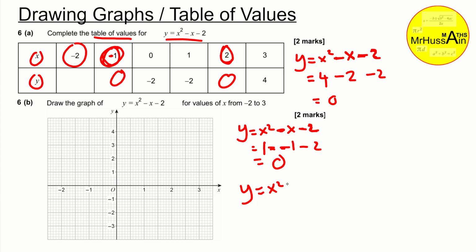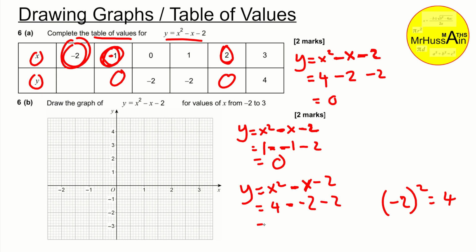Next one, minus 2. y equals x squared minus x minus 2. Remember, if you want to put it on a calculator, you must use brackets and it will tell you it's 4. Or you should know it, negative squared is positive. So minus 2 squared is 4. Then you've got the minus from the formula. Then your x coordinate actually is a minus 2 and then minus 2. Two negatives make a plus, so 4 plus 2 is 6. 6 take away 2 is 4. And that's your 2 marks.